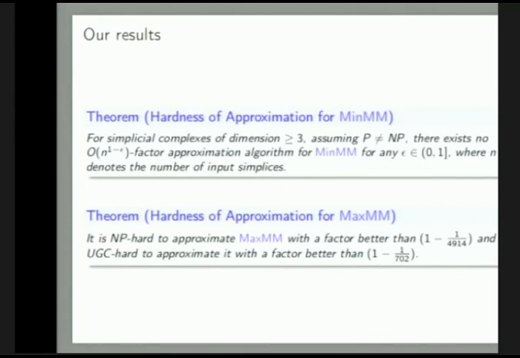But for maximization, we were not able to prove something very strong. What we were able to prove is that it's NP-hard to approximate max Morse matching with a factor better than 1 minus 1 over 4, so basically 4913 over 4914, and UGC-hard to approximate it with a factor better than 701 over 702. So these results are not that strong, and that one is quite strong. This says that it's quite hopeless to try to approximate the minimization variant of the problem, but the other result says that it's not that hopeless to try to approximate the maximization variant.